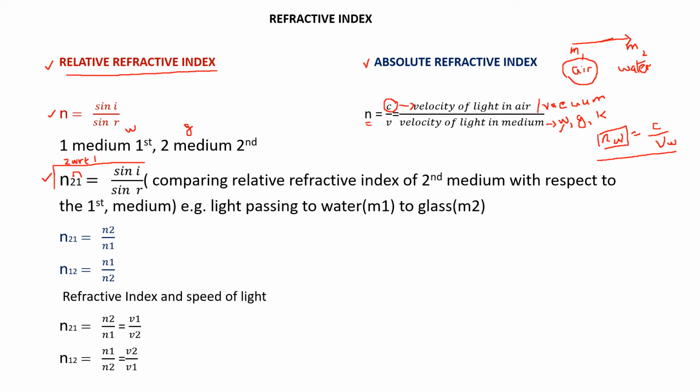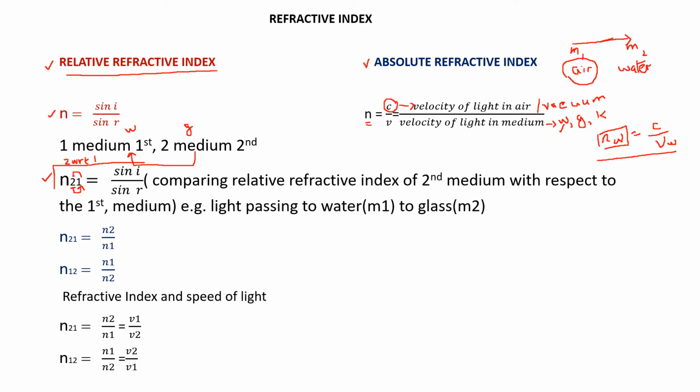Why? Because I'm comparing the relative refractive index of the two media. We can also say the refractive index of the second medium with respect to the first medium. Most of the time we compare the relative refractive index of the second medium with respect to the first medium, so that is why we write in this manner.